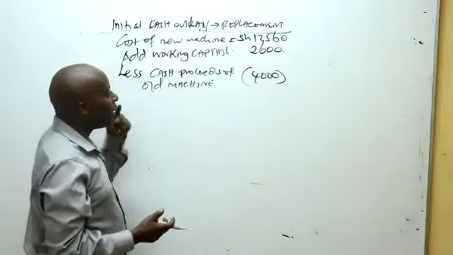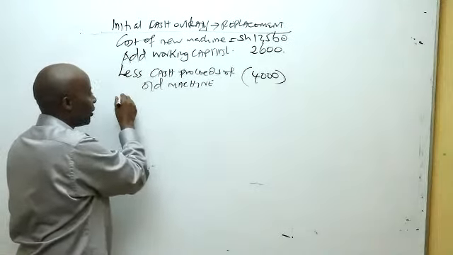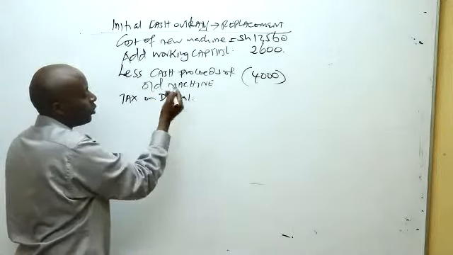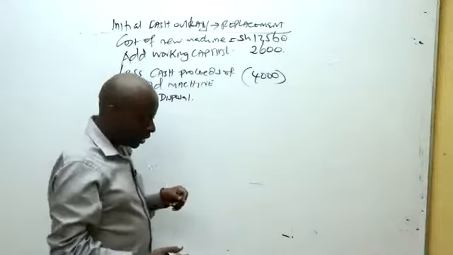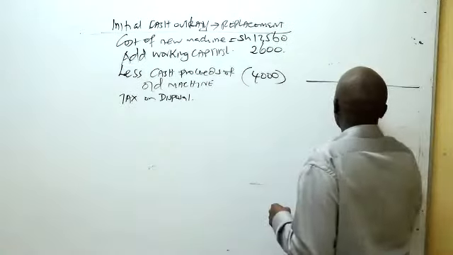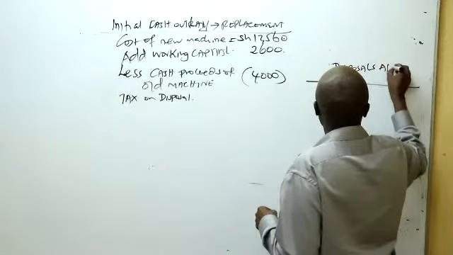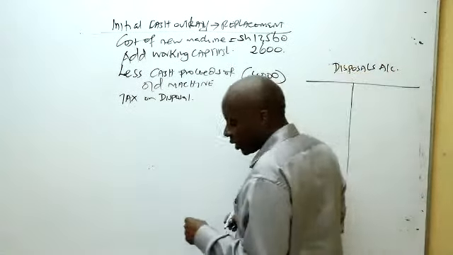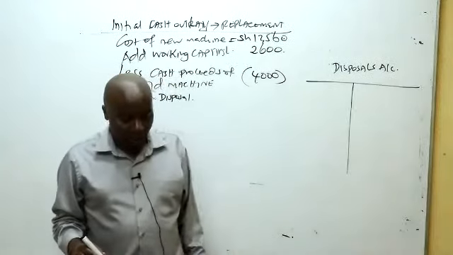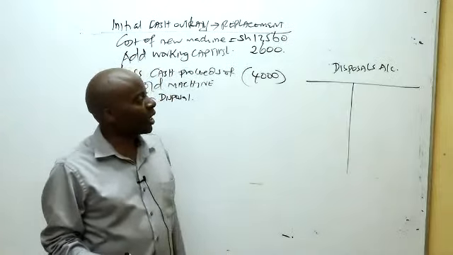Then the other component that so many students will forget is the concept of what here? The taxation. The tax on disposal. So meaning that you need a disposals account. Come and give us a disposals account. So disposals account, ladies and gentlemen, what do we have here?